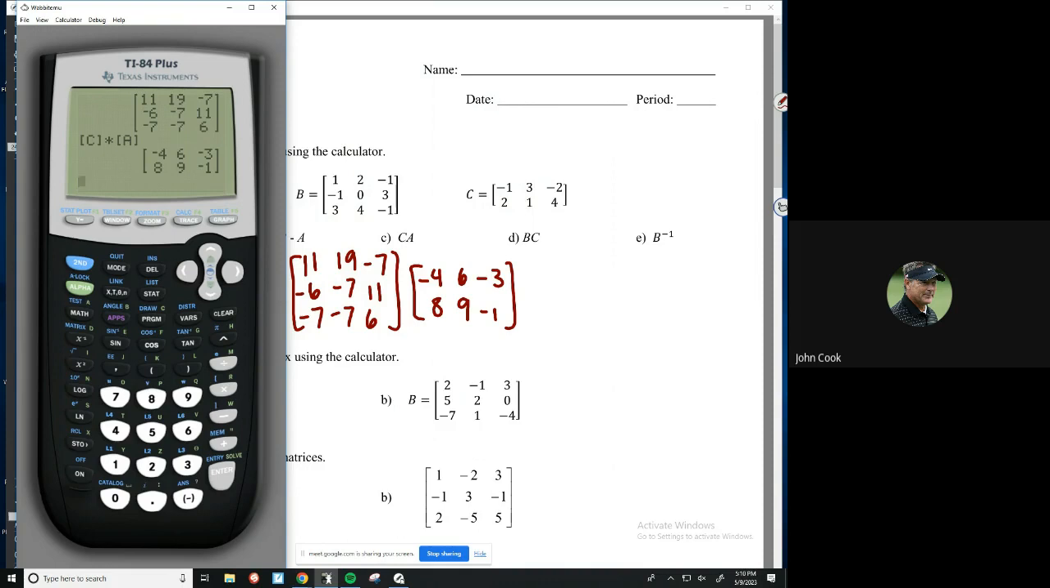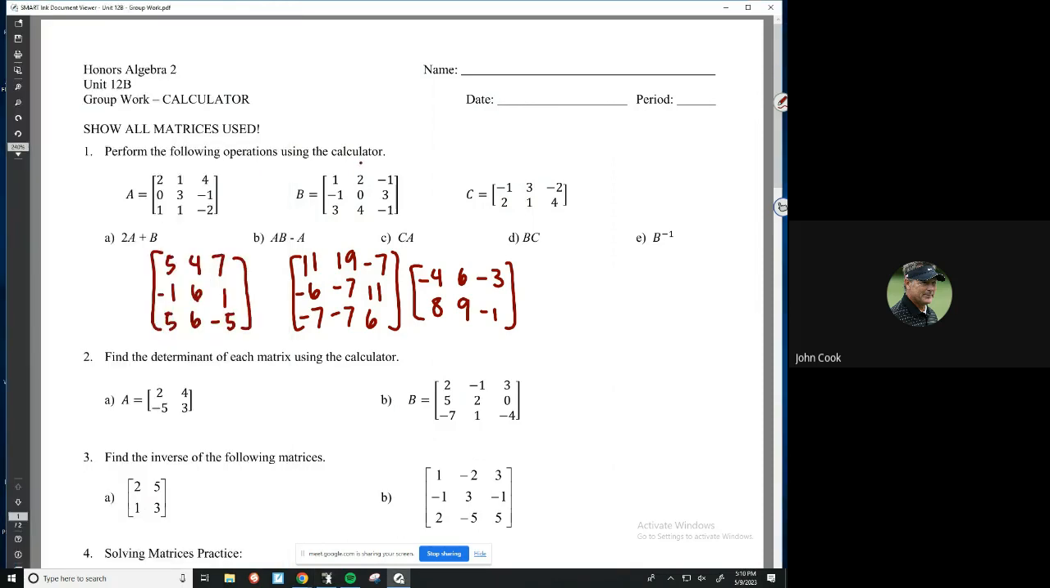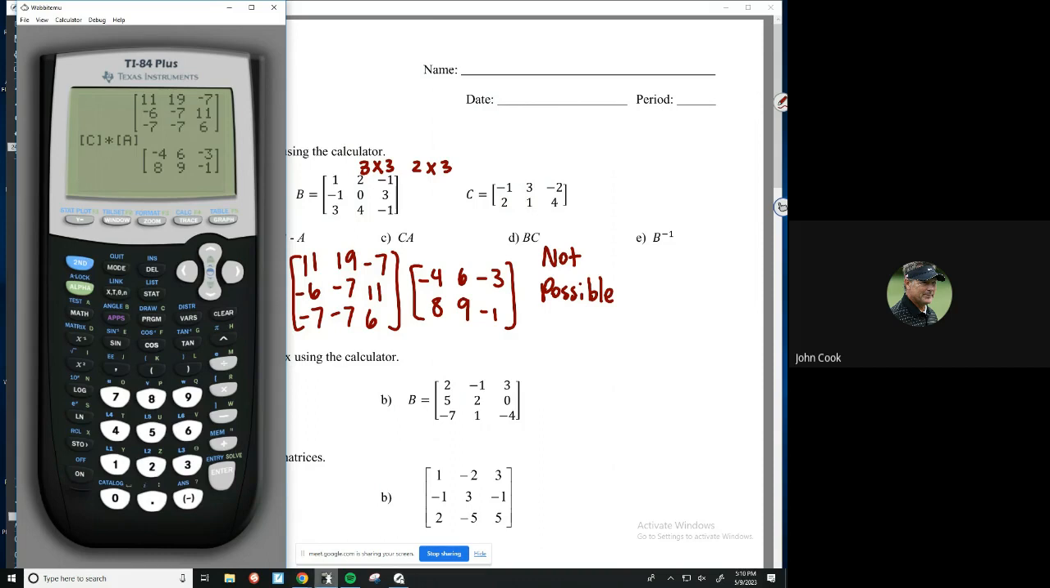All right, B times C. You can't do B times C. So B is a 3 by 3 matrix. You're multiplying by C, and that's a 2 by 3. So the dimensions don't match up, so this is not possible. Your calculator will say that too. You need to be able to recognize it. So if I try to do B times C, you go B and then times and then C. And look what happens. It's like, oh, I can't do that. That's your calculator saying that, hey, those dimensions don't match up.